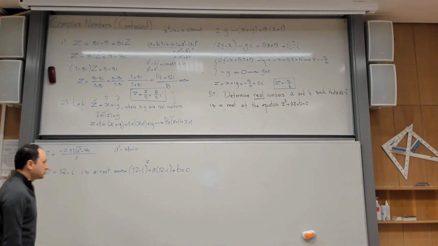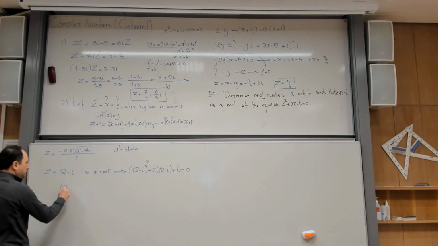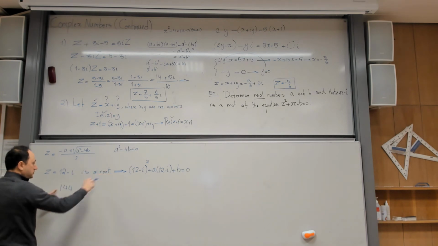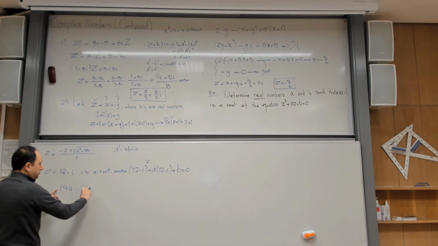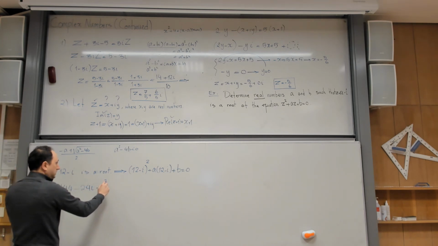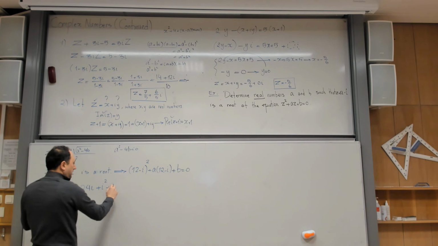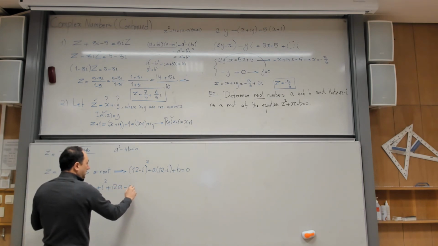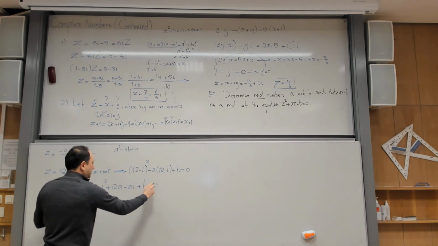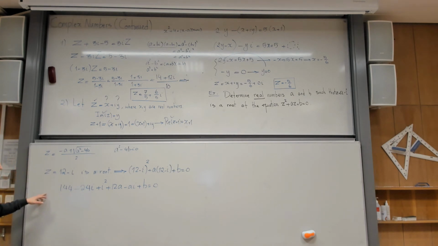So what happens, I square it, it becomes 144. 2 times the first one times the second one, minus 24i. The second one squared is plus i squared. And I multiply a by i. And then I have b equals to 0. What I have to do, I have to rewrite this in the standard form.